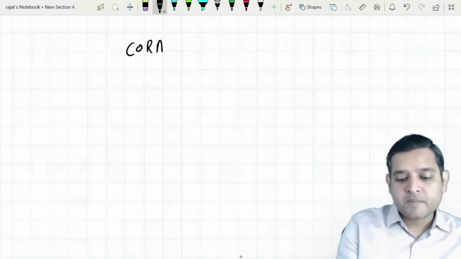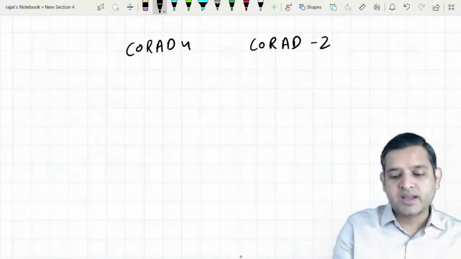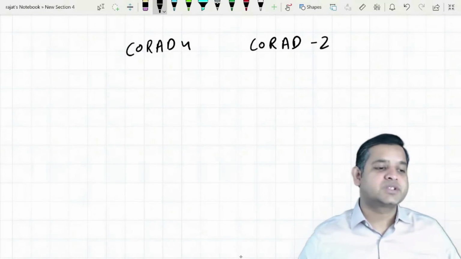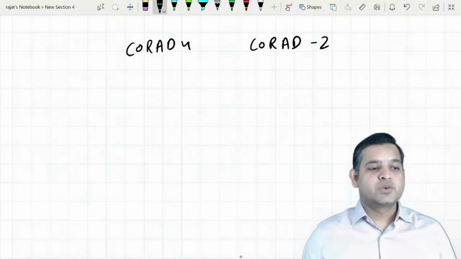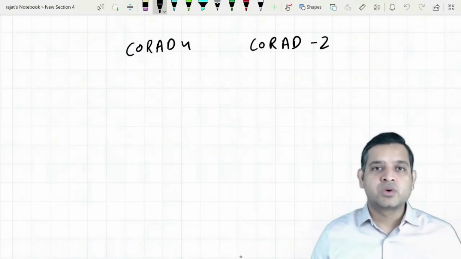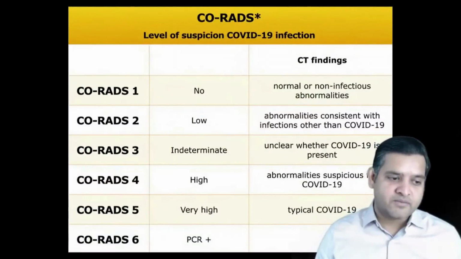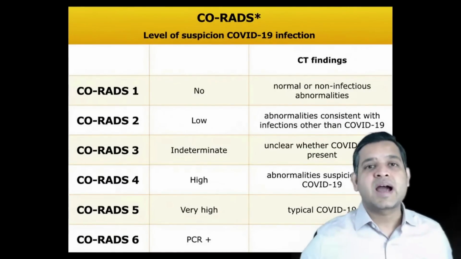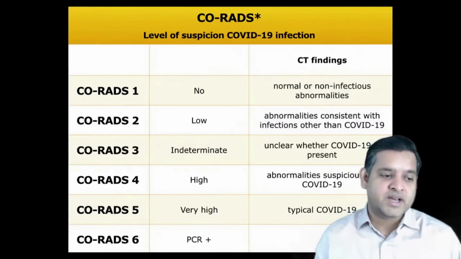CO-RADS 4 or CO-RADS 2? Quickly tell me who has more severe disease. So very, very good, Shweta. CO-RADS does not tell me about the severity, and that is what I was looking for. Very, very good. I am very happy that a lot of you have given me the correct answer. CO-RADS does not decide the severity.